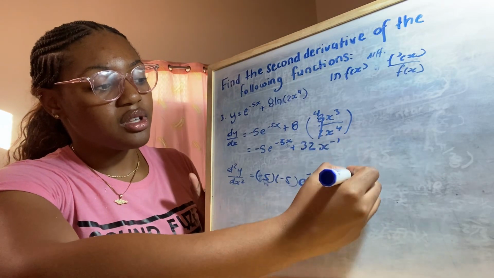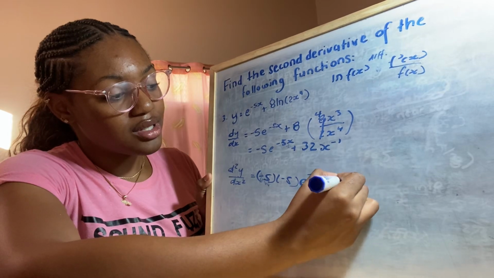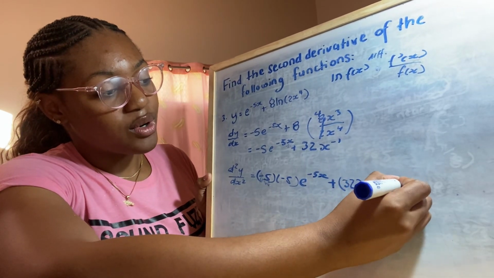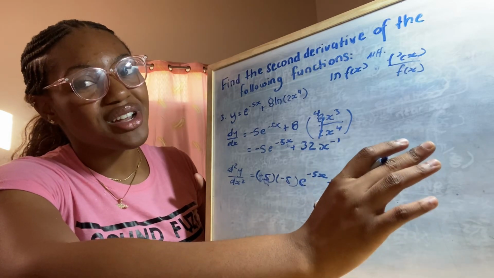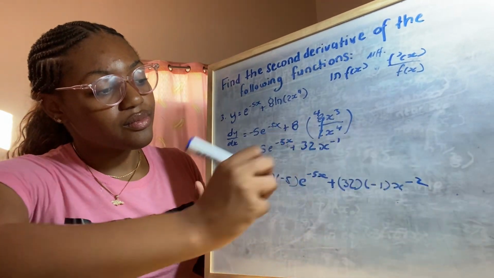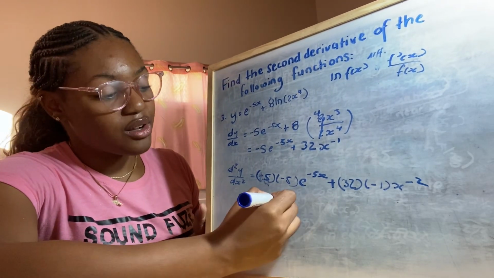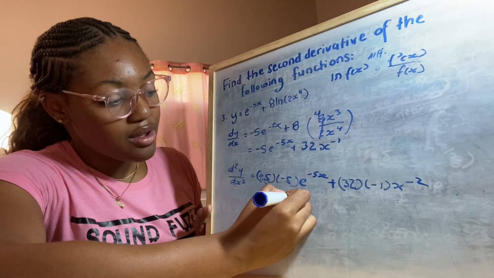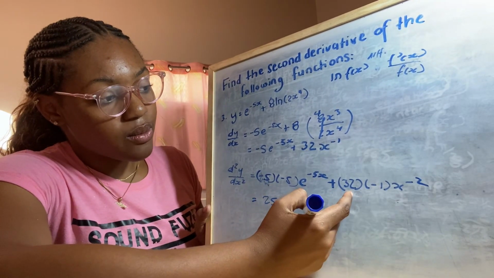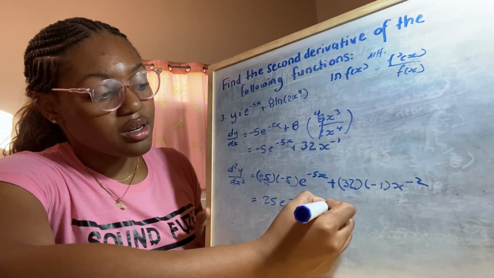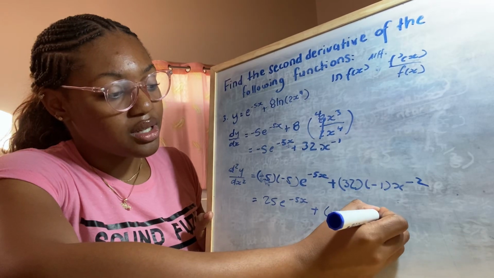So we're going to just bring down the negative 1. We're going to copy and paste the power. So we're going to have 32 times negative 1. And then we're going to subtract 1 from the current power. So negative 1 minus 1 would give us negative 2. And we're going to simplify. So we'll have negative 5 times negative 5. That would give us 25 of e raised to the 5x, plus we'll have 32 times negative 1. So that gives us negative 32 and x raised to the negative 2.